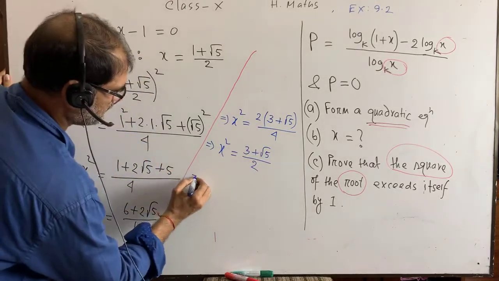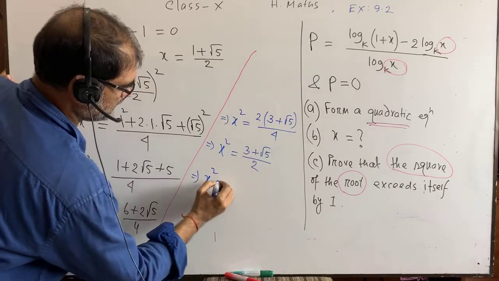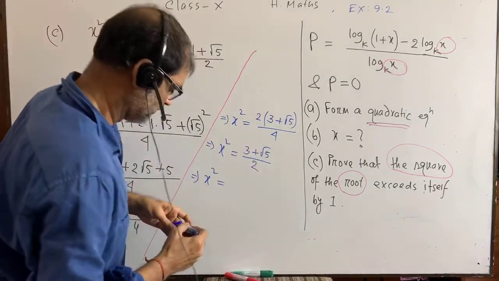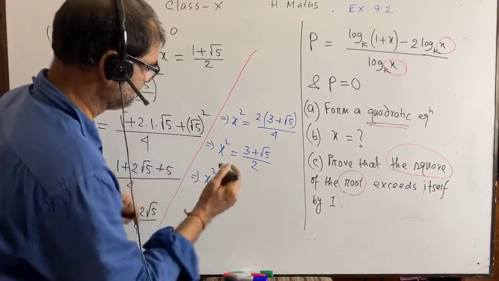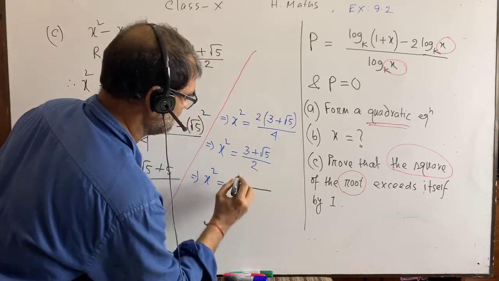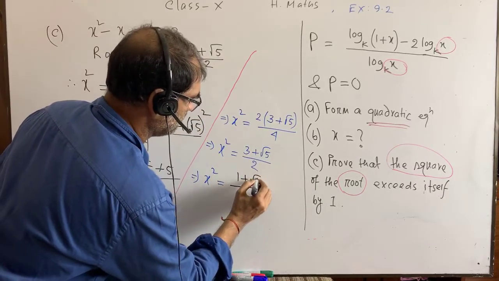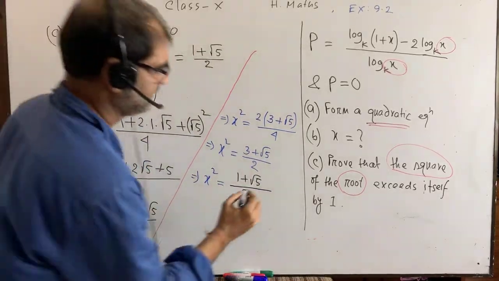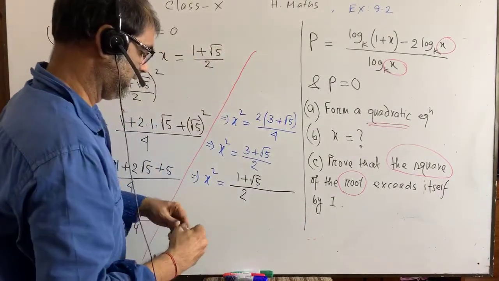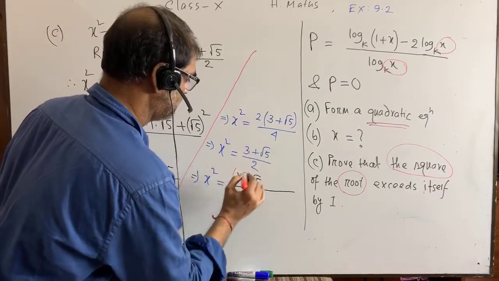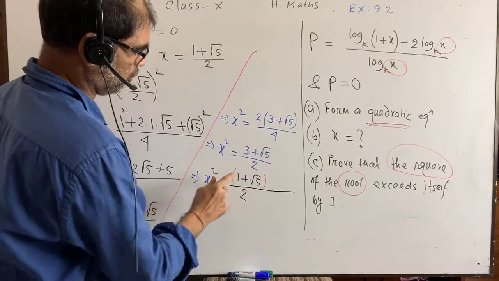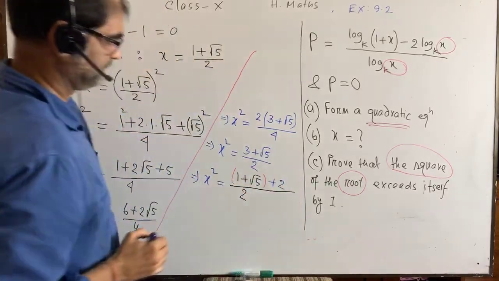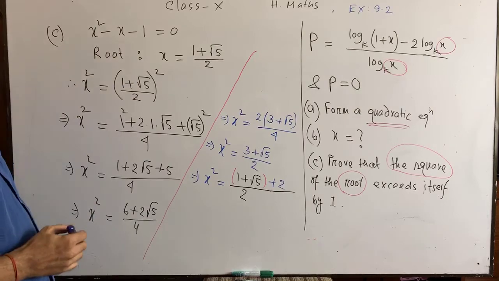Now you see it is what? X square is equal to, can we write here like this? Please try to understand. This is 1 plus root 5 by 2. This is the value of what? X. Now you see we can write here, it is here 3 but we have 1 only, so perhaps we can write plus 2, right?